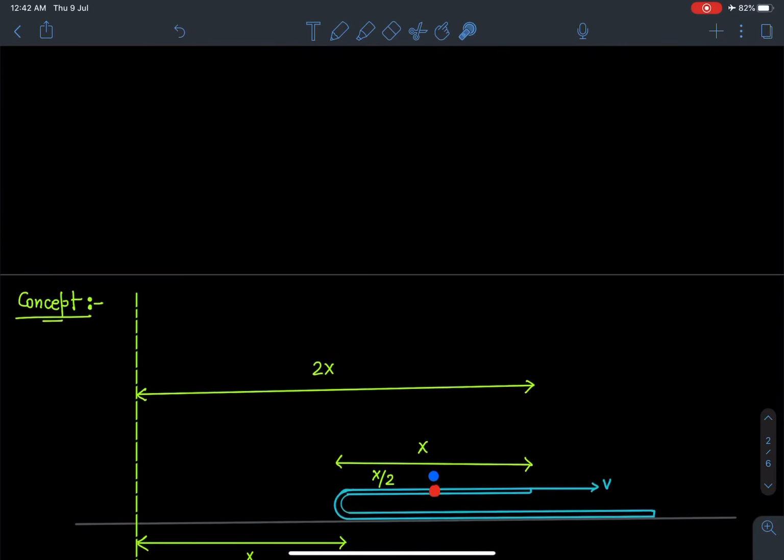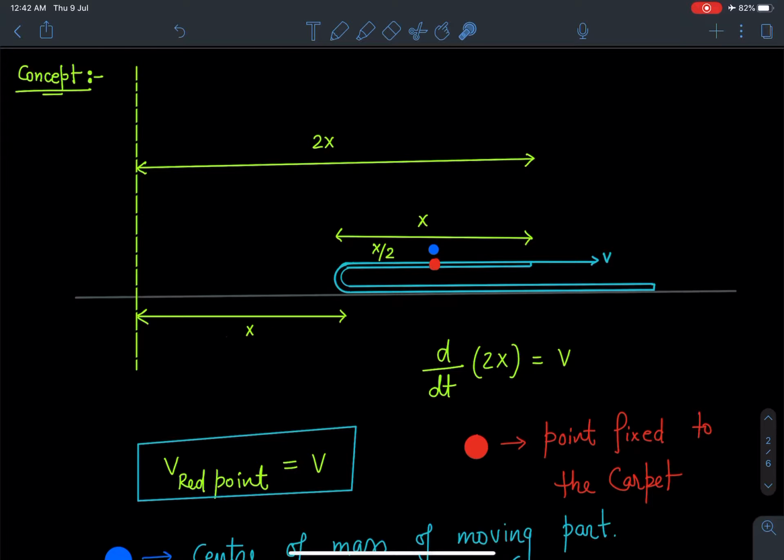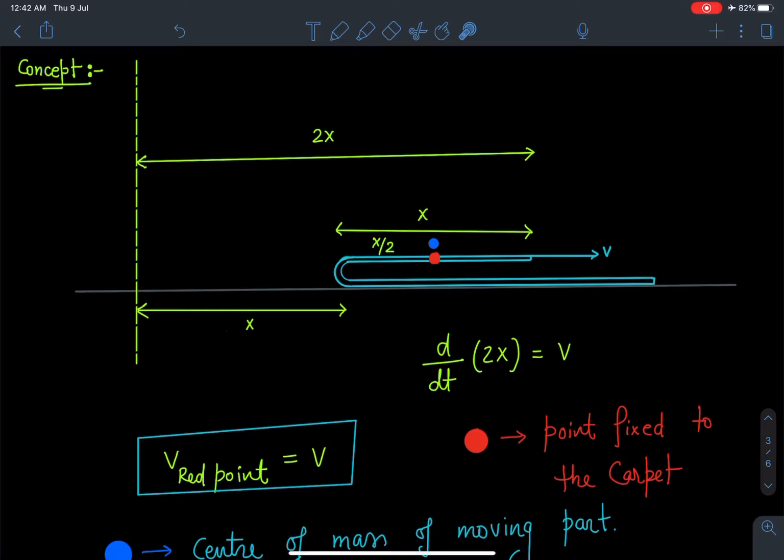So let's discuss the concept part of this particular problem here, and then a very important point we are going to discuss: what is the velocity of a point lying on the body and another point which is present somewhere there. So that differentiation we are going to see today in this problem.